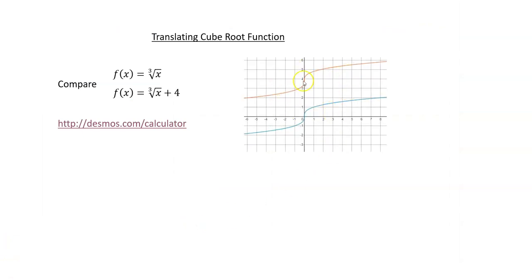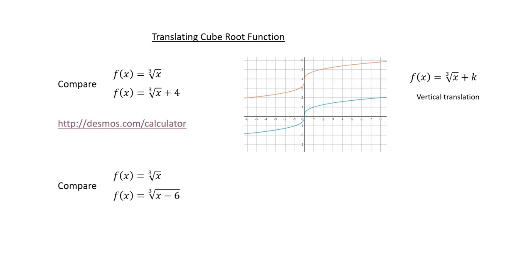So we look at the graph that moved up 4 units by adding plus 4 at the end. Now let's compare. So we had f of x equals cube root of x plus k. That plus k moves the graph up or down. So that is a vertical translation.